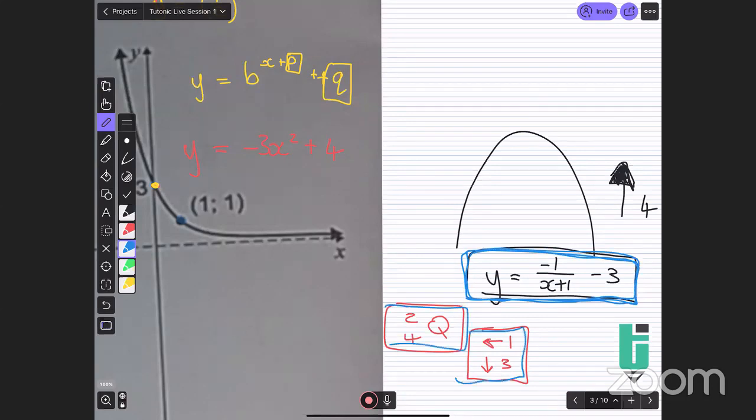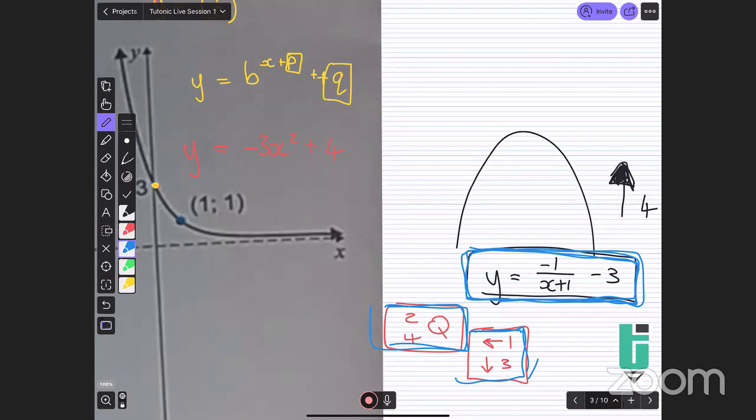So in English, that means I'm shifting the graph to the left and down by 3, and I'm going to be in the second and the fourth quadrant. All of that is told to you by this equation. All of that is told to you. So that's why you have to study the mechanics of the equation.